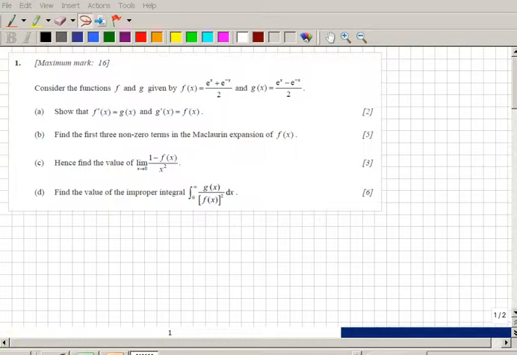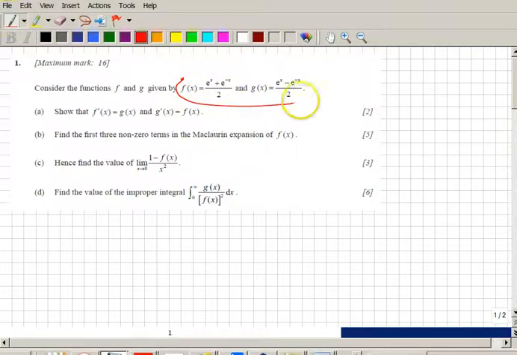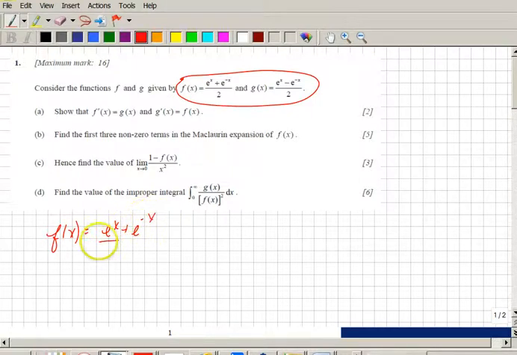It's paper 3 from May of 2014. Problem number 1. We're given two functions, f of x and g of x. And the first thing we want to show is that f prime of x is equal to g of x. Well, f of x is e to the x plus e to the negative x over 2.